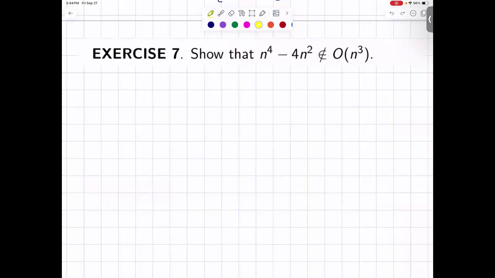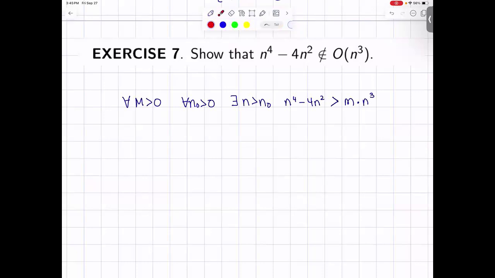So to prove this to be a true statement, I do want to put this in some logical notation. So it would be mathematical notation. It would be something like this. For all m greater than 0, for all n naught greater than 0, there exists an n greater than n naught, such that n to the 4 minus 4n squared is going to be strictly greater than m times n cubed.